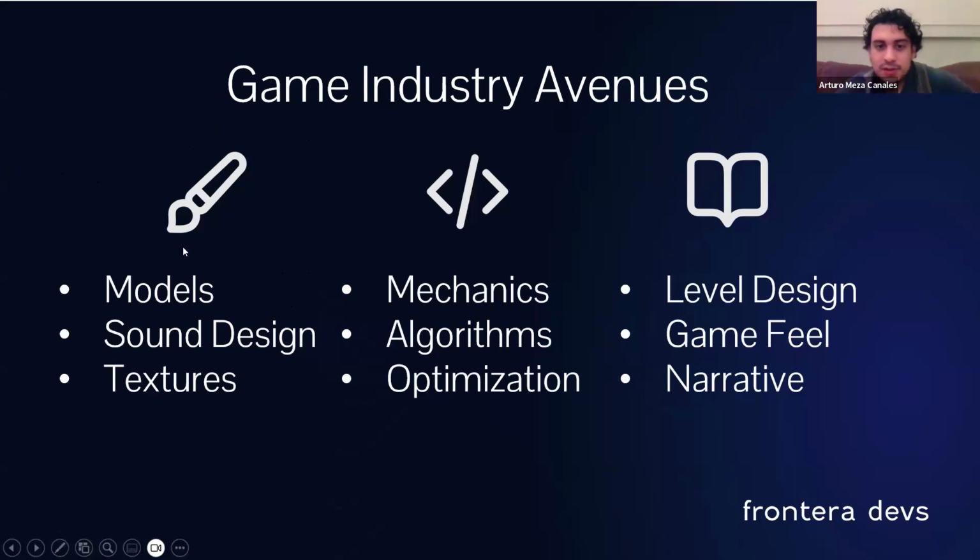The other one, of course, is coding. Just coding different mechanics, different algorithms for enemy AI and stuff. Optimization is also very big because, of course, our computers are getting better and better, but if we don't optimize correctly, we won't be able to get as much out of them as we should.